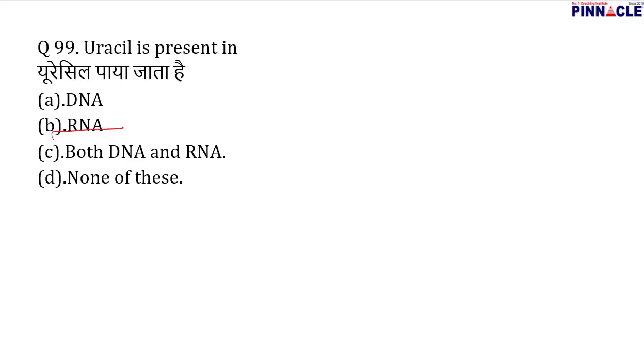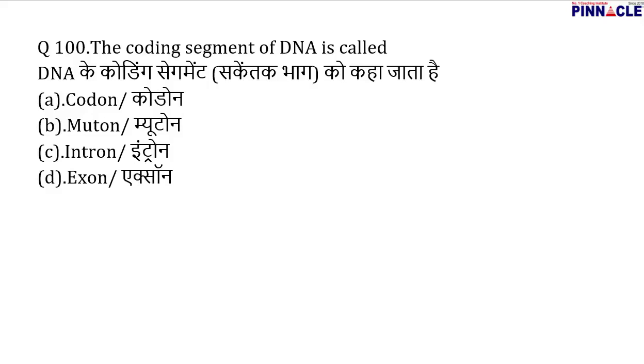And the last question for this is question number 100, and it asks us that the coding segment of DNA is called what? So in DNA we have a coding segment, and that particular coding segment is called exon. And what is the non-coding segment called? The non-coding segment is called intron. So if anybody asks you that in deoxyribonucleic acid, what is the coding segment called? Then it is called exon, and the non-coding segment is called intron. So for question number 100, D, that is exon, is the correct option.